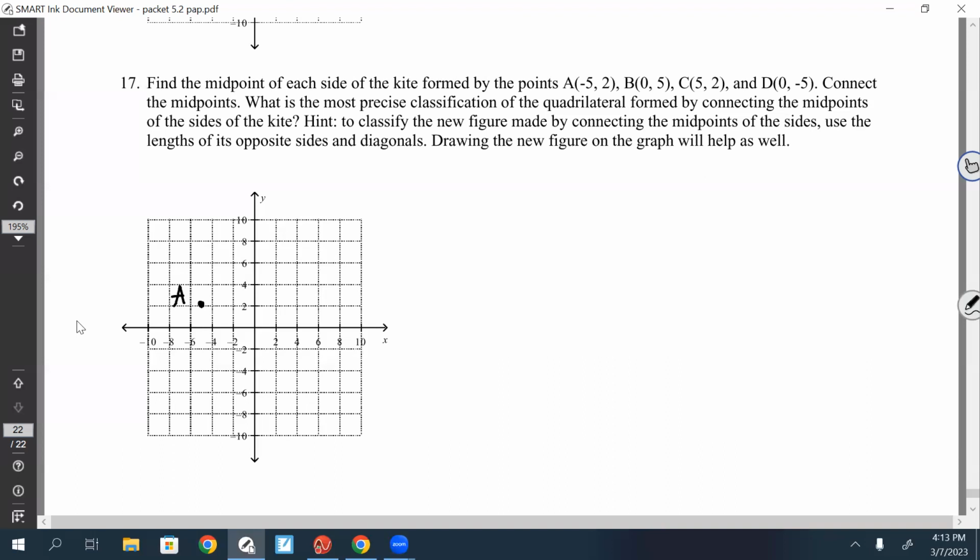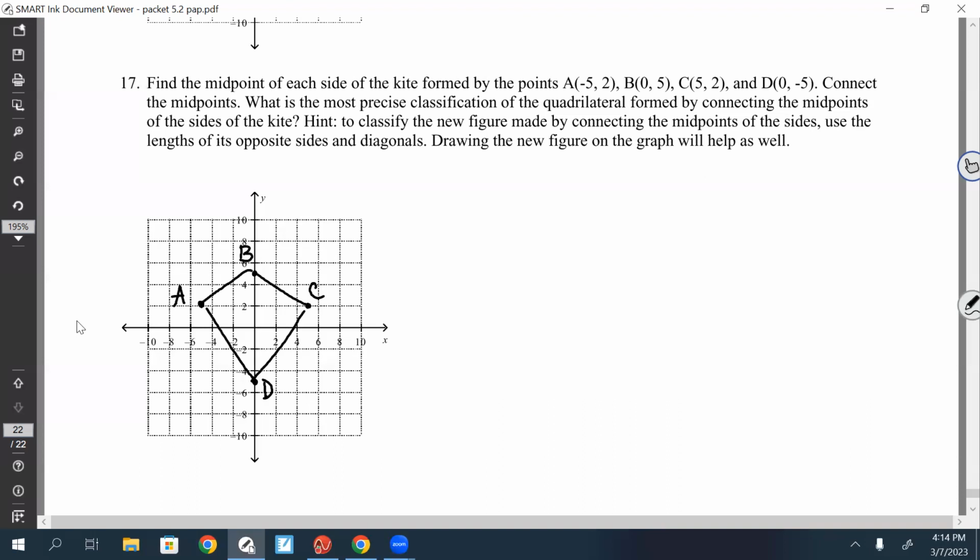And then B is at (0, 5). So there's B. C is at (5, 2), so over 5 and up 2. So here's point C. And then D is at (0, -5), so right here. That's D. So connect your points. And we can see we have a kite.